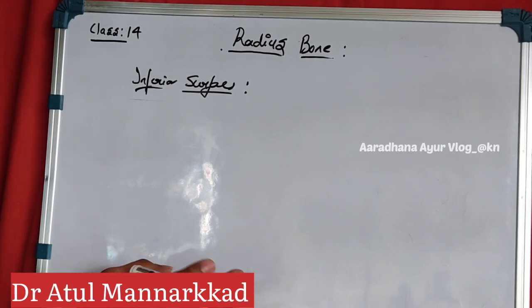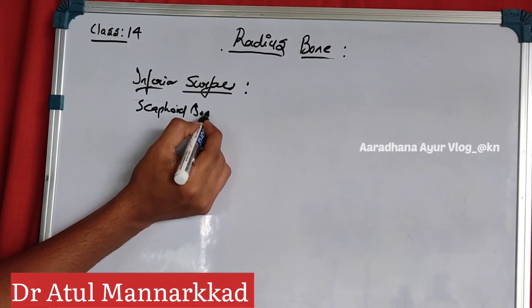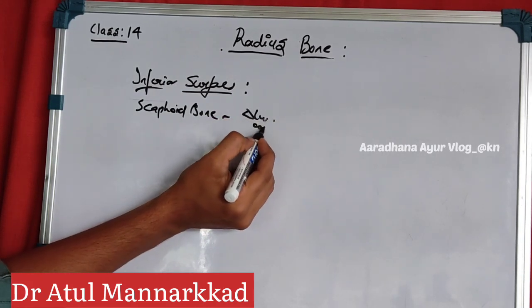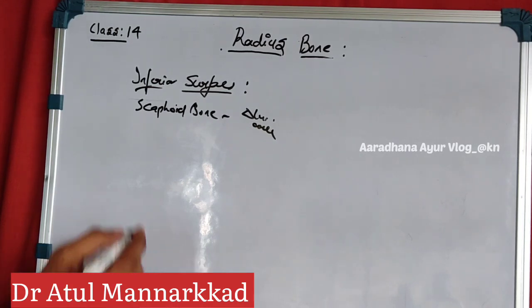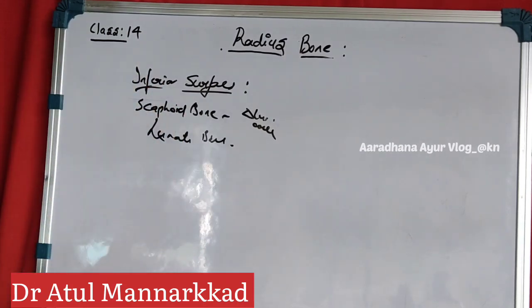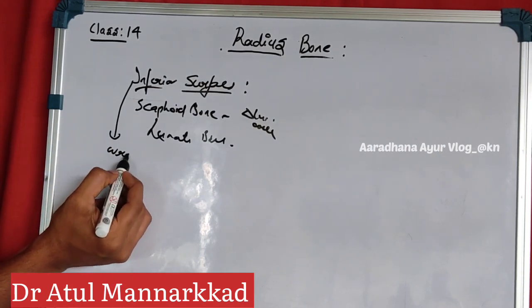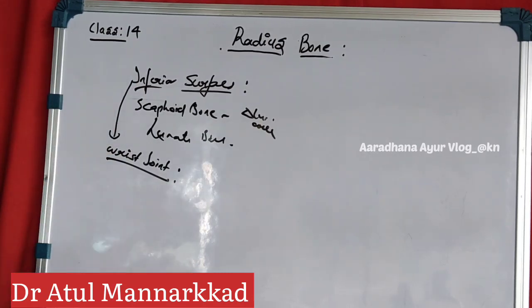The triangular area is for the scaphoid bone, and also a medial quadrangular area for the lunate bone. So for two bones there are areas: one is a triangular area, one is a quadrangular area. The two bones are the scaphoid bone and the lunate bone. So this inferior surface takes part in forming the wrist joint, as it is present inferiorly.